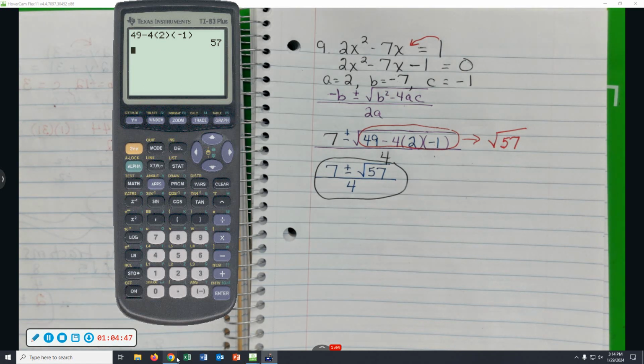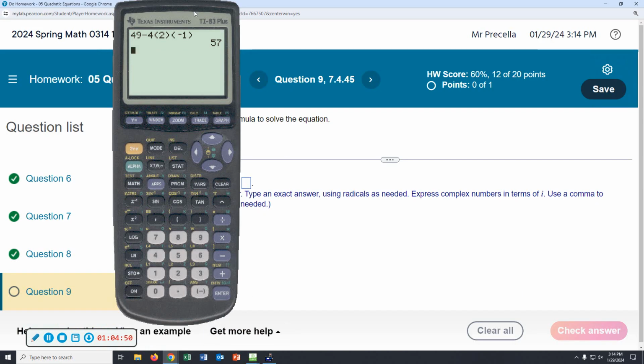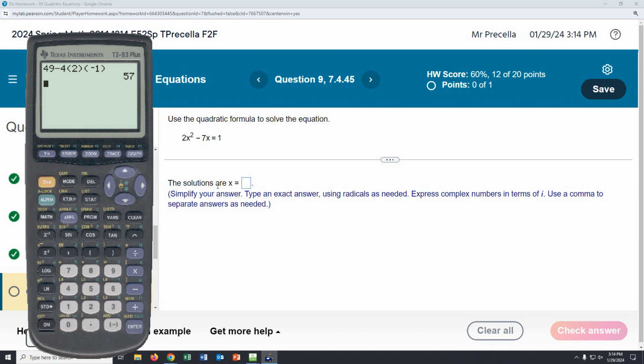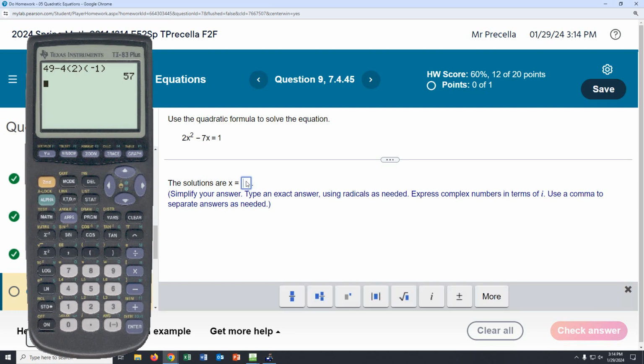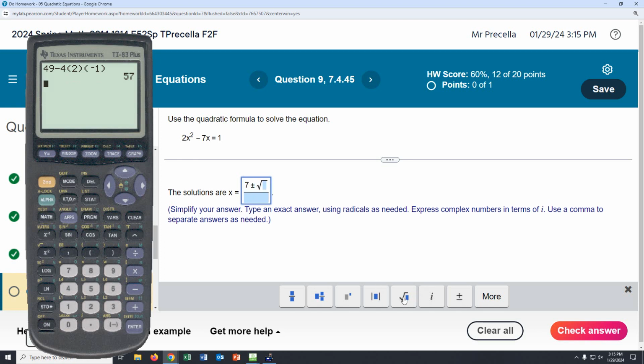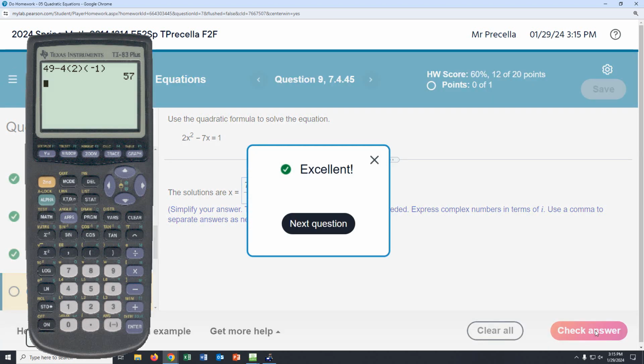This quadratic formula will solve any quadratic equation. Oh, I like it when it says this. The solutions are x equals, it writes it for you. For such a messy fraction, I'll use this little fraction hot button and type in 7, then a plus or minus square root 57, all over 4. Any questions on that?